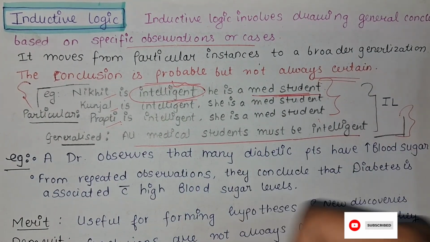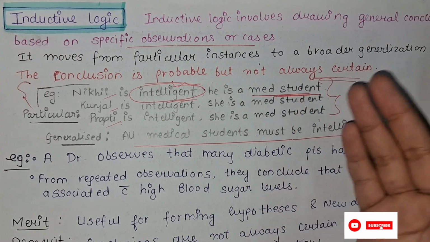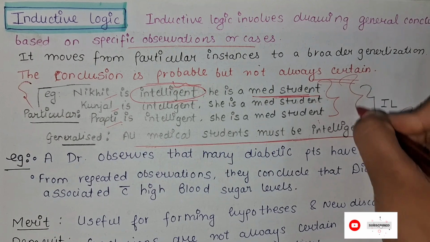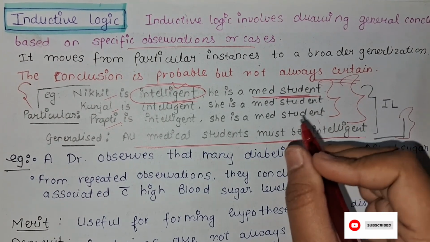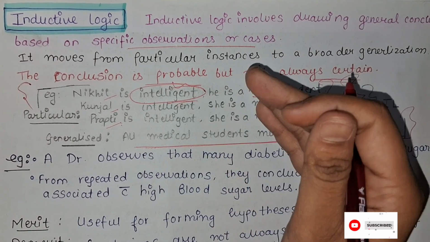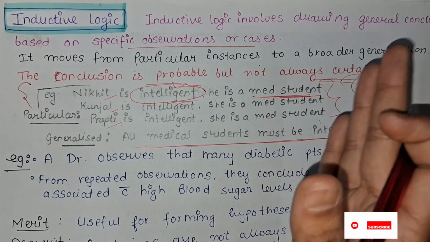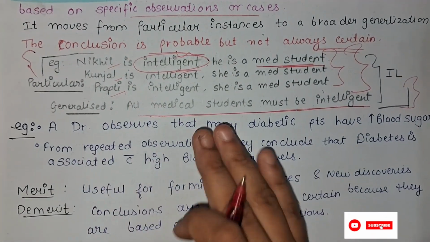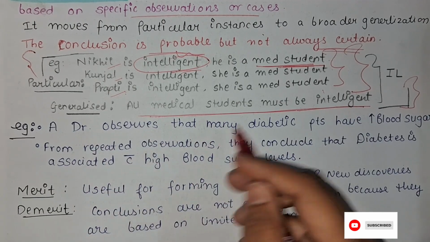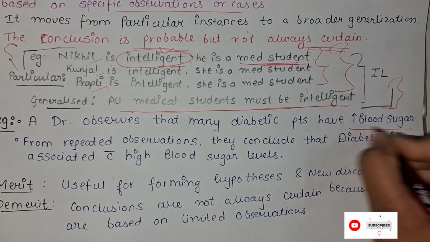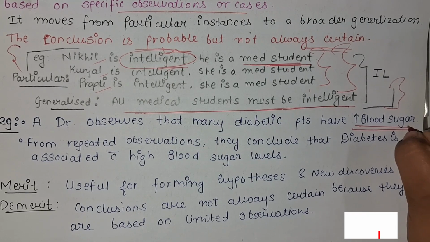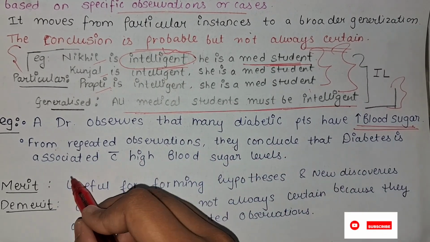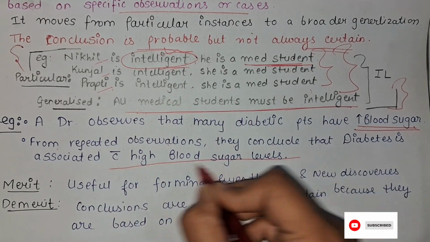So we will move with the next example. This was for you to understand. So we generalize it, that all medical students must be intelligent by this particular observation. Okay, so this is what actually happens in inductive logic, where we go from particular to general. Then the example: a doctor observes that many diabetic patients have high blood sugar, or increased blood sugar. From repeated observations, they conclude that diabetes is associated with high blood sugar levels.